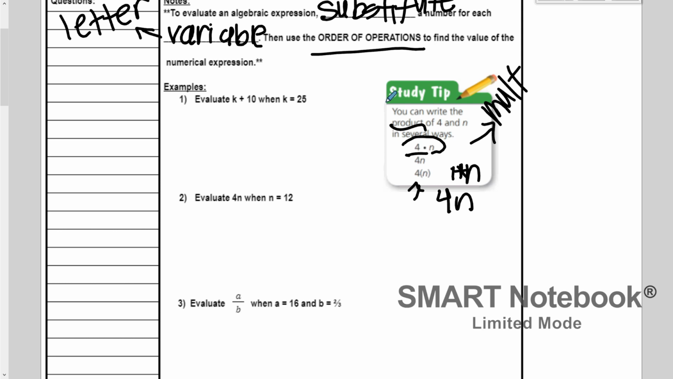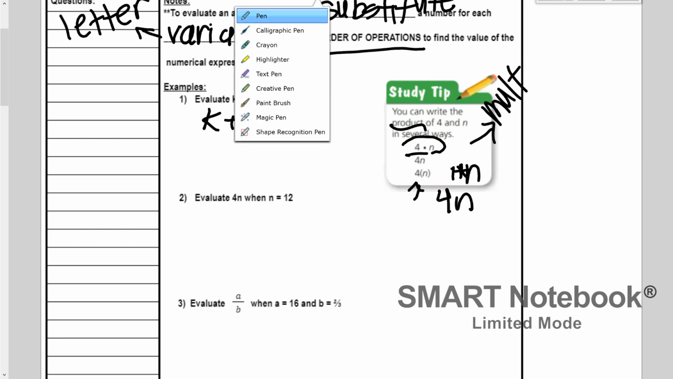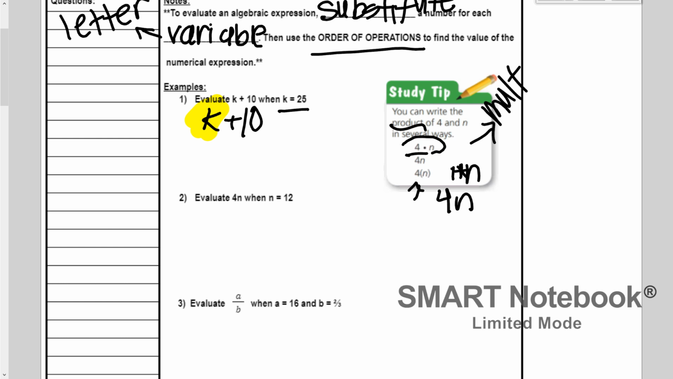Let's go ahead with example number 1. We've got the expression k plus 10, and I'm just going to rewrite that, and I want you to copy it down with me. So we've got k plus 10, and they tell us k is 25. Where I see my k, I'm going to highlight it for you. I'm going to replace that k with 25 because they said k equals 25. So I'm going to substitute it. If we're playing a game, volleyball, basketball, soccer, I'm taking k out and I'm putting in 25. So instead of a k, I'm going to have 25 because they said that those are equal. Then I'm just going to copy down everything else.